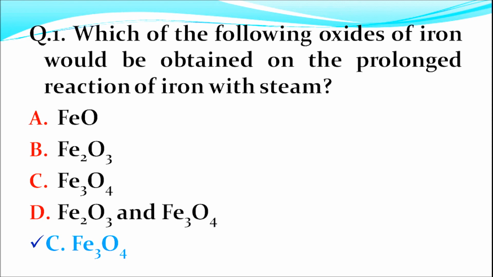Which of the following oxides of iron would be obtained on the prolonged reaction of iron with steam? Option A FeO, option B Fe2O3, option C Fe3O4, option D Fe2O3 and Fe3O4.